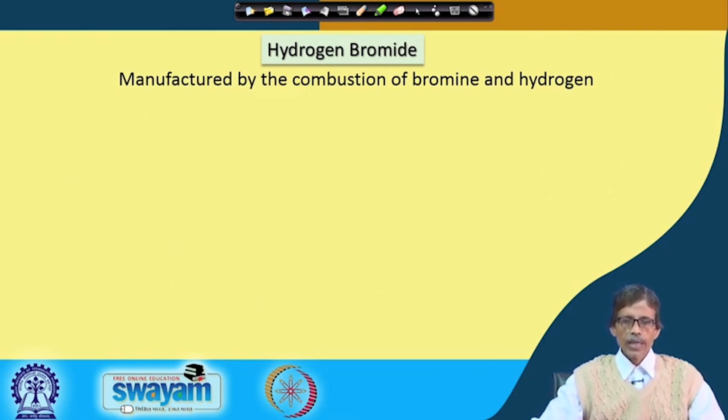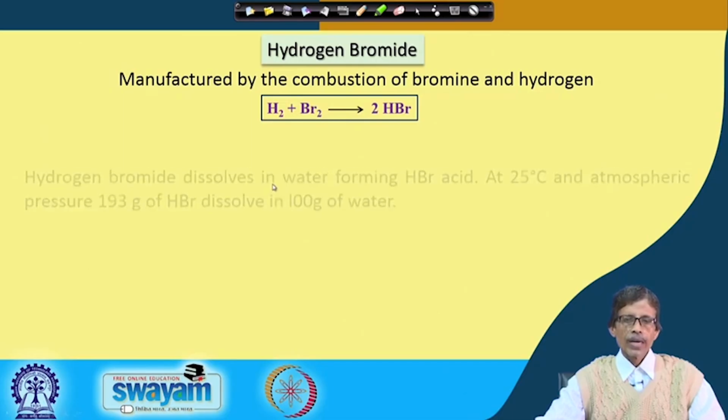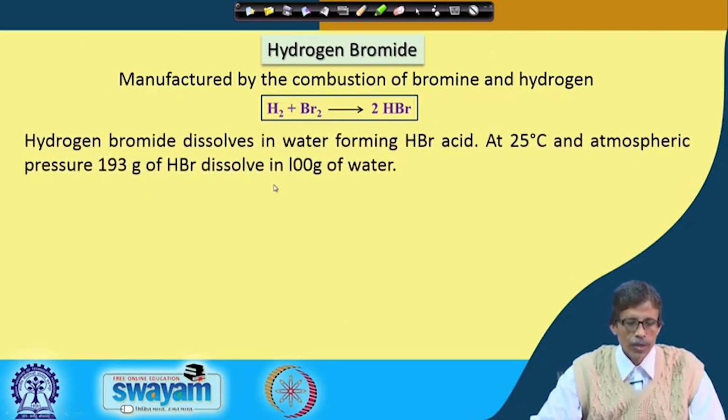So the direct combination, the process utilized for the industrial scale production of HBr, depends on the combination of bromine and hydrogen, that means Br2 and H2. That combination in a straight way can give you two molecules of HBr. Those HBr we can handle, and they can be utilized for different purposes.